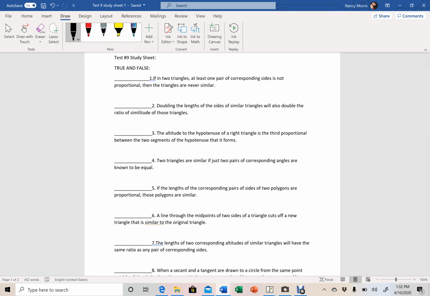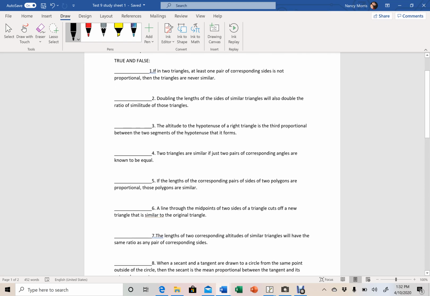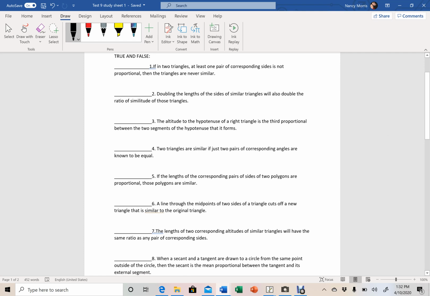So let's go over these right now. The first section is true and false. If in two triangles, at least one pair of corresponding sides is not proportional, then the triangles are never similar. Again, these are true and false questions. If in two triangles, at least one pair of corresponding sides is not proportional, then the triangles are never similar.